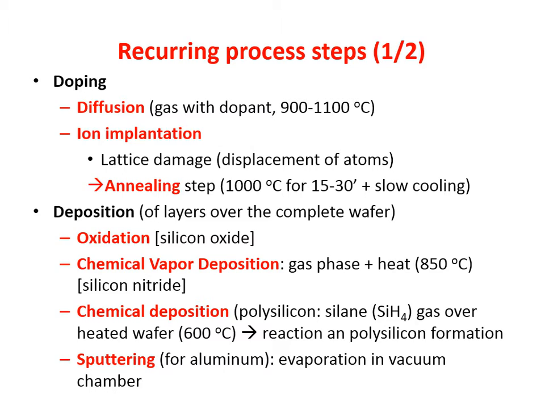in the wafer. And there are two possible ways to obtain the doping of a region. One is diffusion, and the other one is ion implantation. Diffusion consists in putting the wafer in a chamber with a gas containing the dopant at a high temperature, between 900 and 1100 degrees Celsius. And in this way, the dopant in the gas penetrates into the silicon layer by diffusion.